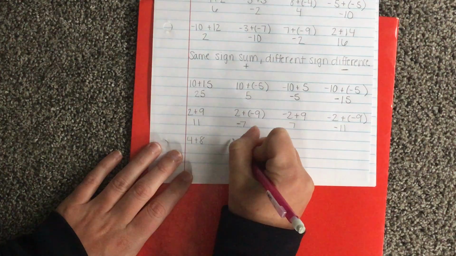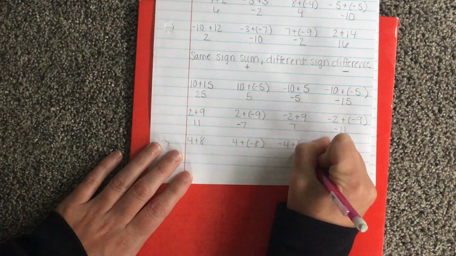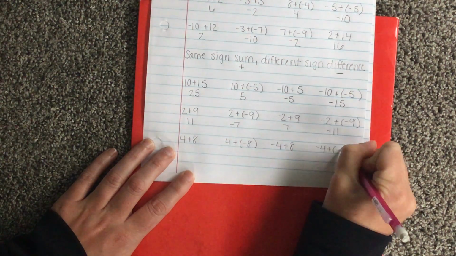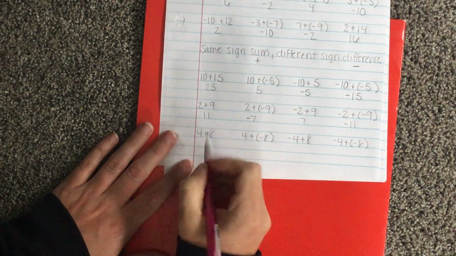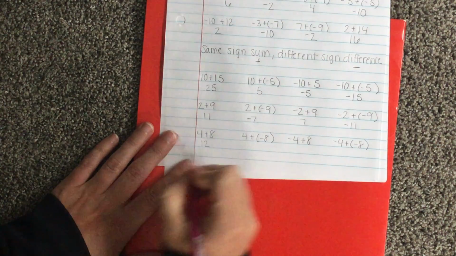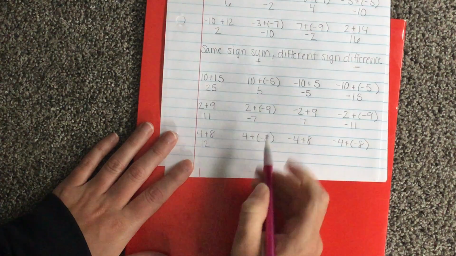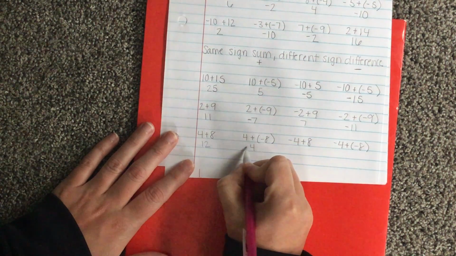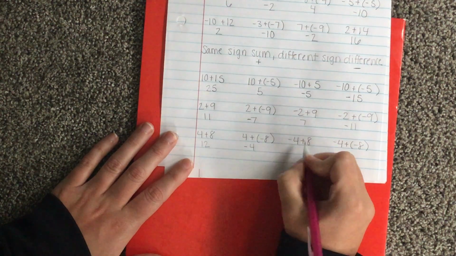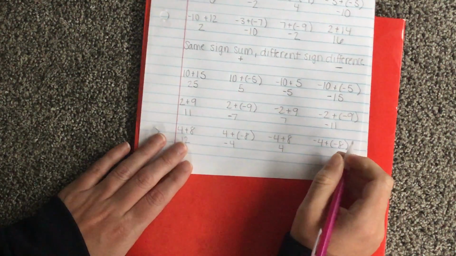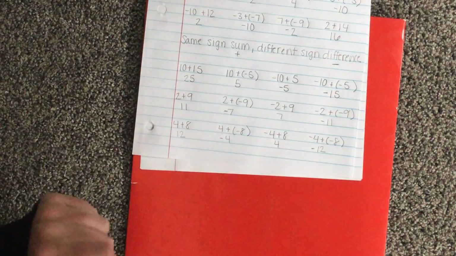4 plus 8, 4 plus a negative 8, negative 4 plus 8, and negative 4 plus a negative 8. Push pause and try those now. Same sign, sum. They're both positive, so my answer is positive. Different sign, difference. So I subtract. The bigger number is negative, so my answer is negative. Different sign, difference. The bigger number is positive, so my answer is positive. Same sign, sum. They're both negative, so my answer is negative.